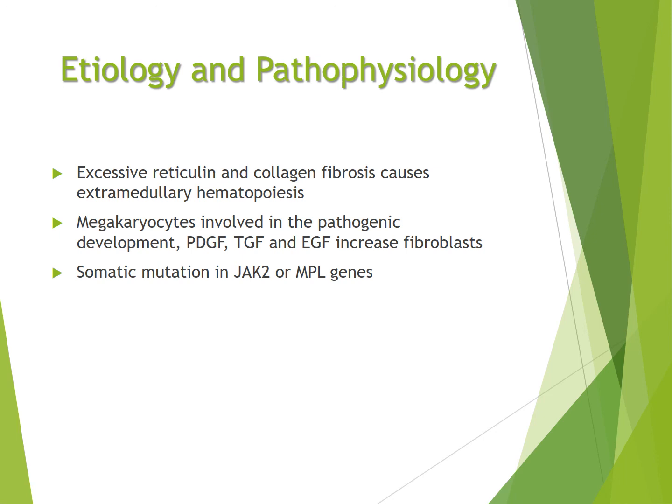Now, because of this excess fibrosis, the bone marrow is not able to make the proper cells it needs and this results in extramedullary hematopoiesis. Similar to PV and ET, the JAK2 V617F mutation is also involved here as a cause of primary myelofibrosis and is found in about 65% of patients.